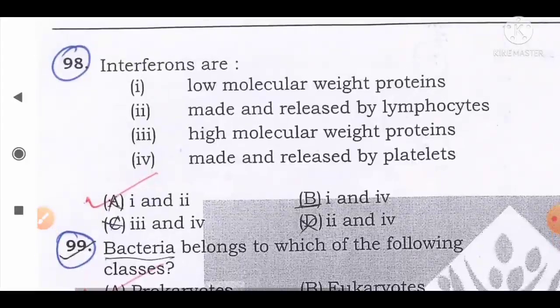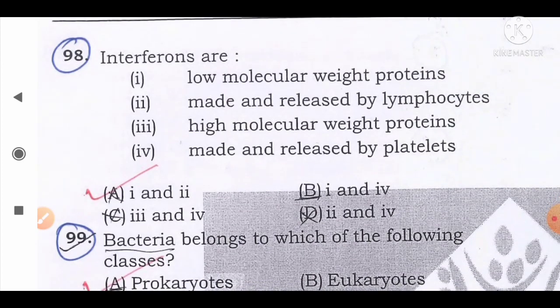Move to the next question number 98. Interferons are, four statements are given regarding the interferons. You have to choose the option as per the statement given. First statement is low molecular weight proteins. Statement number 2, made and released by lymphocytes. Statement number 3, high molecular weight proteins. And statement number 4, made and released by platelets. And options are A, statement 1 and 2 are correct, B, 1 and 4 are correct, C, 3 and 4 are correct, D, 2nd and 4th are correct.